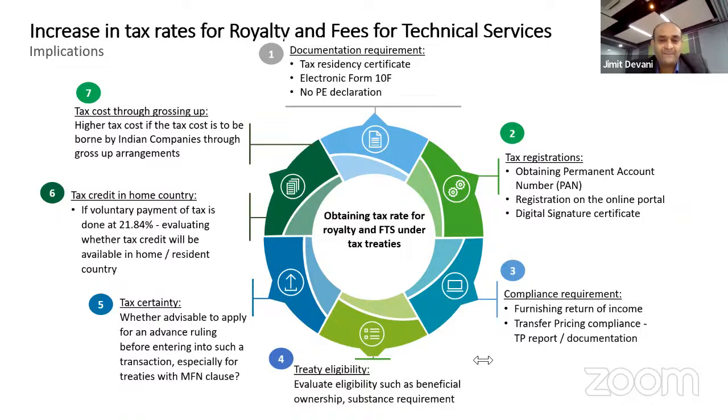Any further question? Any impact of these amendments on business income, like commission, software, or foreign company? No, the amendment is only for royalty and fees for technical services, because this was 10% gross. They have made it 20% gross.